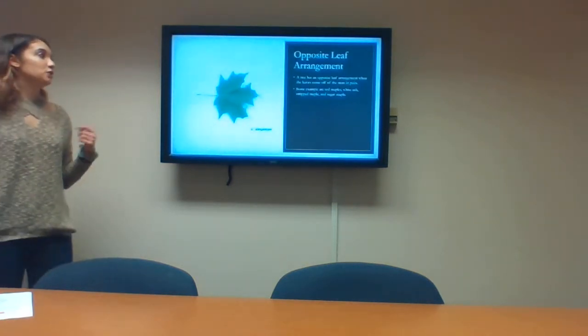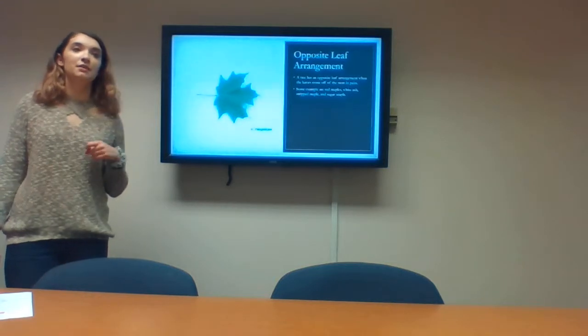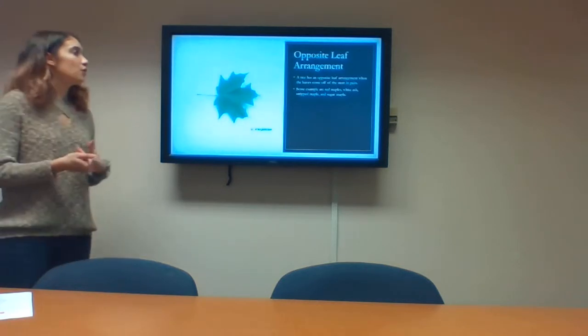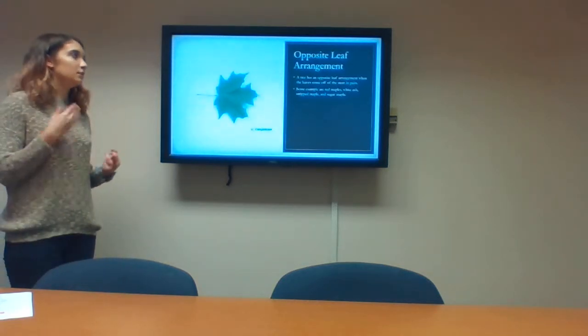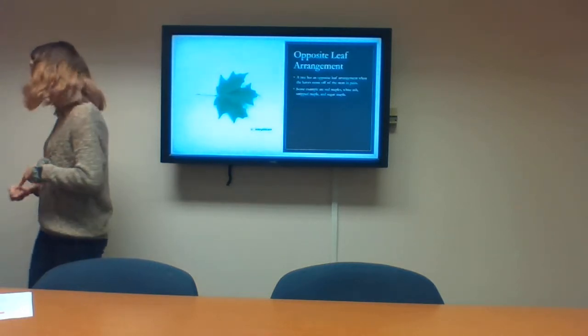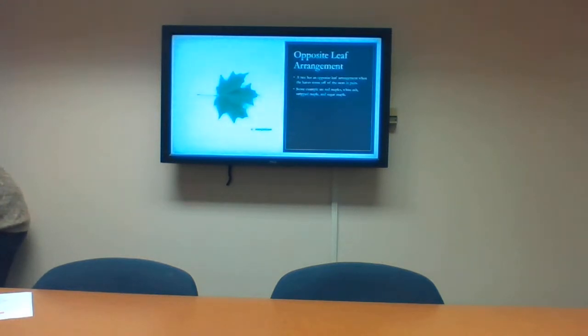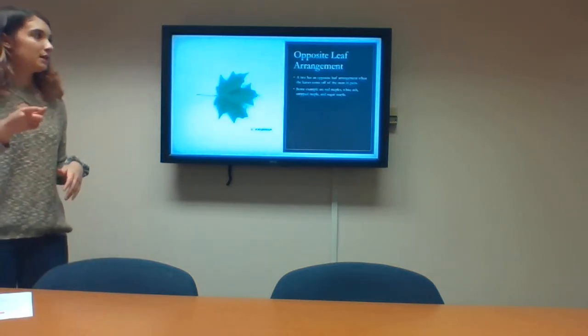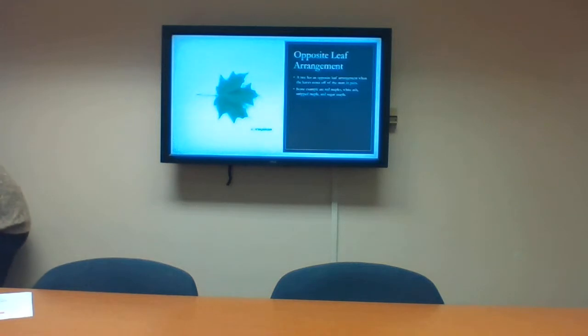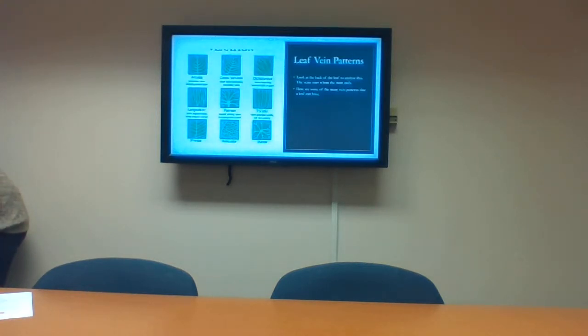So opposite arrangement is when the leaves are coming out of the stem parallel or in pairs. So maples and white ash, and also, I forget which other one, I didn't write down. They are opposite. So with maple trees, they're going to come out in pairs, kind of like twins. So if it's on a middle vein, they're coming out across from each other.